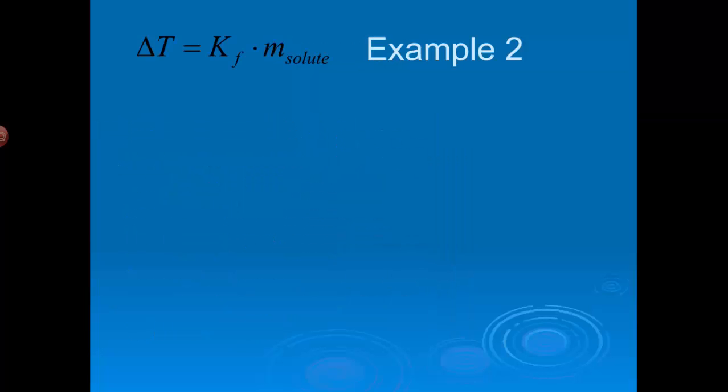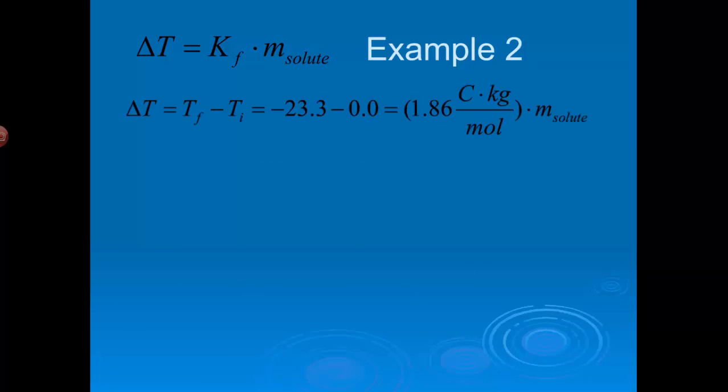Okay. All right, so delta T is equal to Kf times m, moles solute. We know what delta T is. It's negative 23 minus 0, so negative 23 is our delta T value. We're lowering the freezing point by 23.3 degrees. And that's equal to Kf, which is given, 1.86, and molality, which we don't have again, but we can sort of use some information to get that.